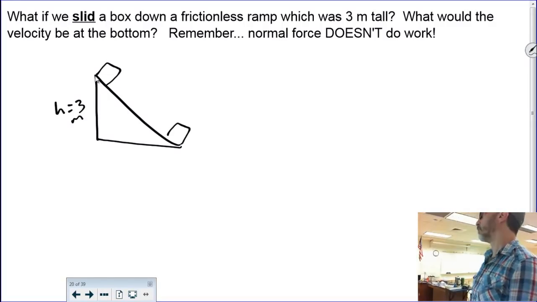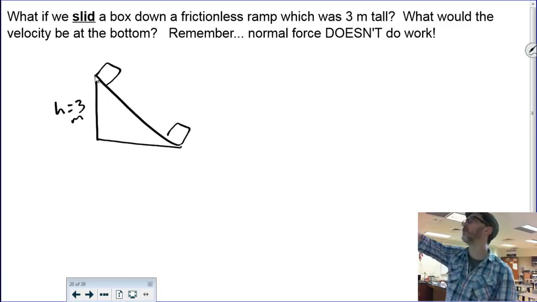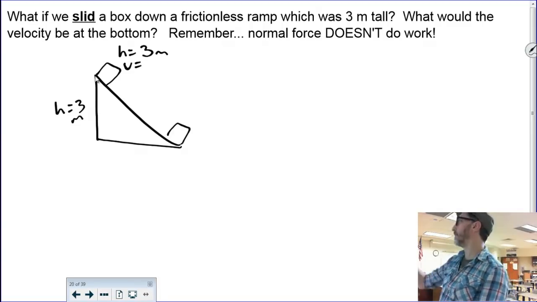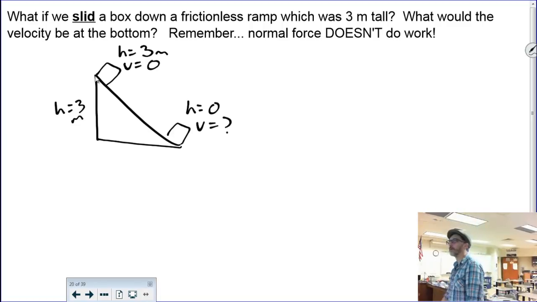Here it is at the bottom. Okay? So we're interested in the velocity at the bottom, right? So let's see. Height at the top is 3. Velocity at the top is 0. At the bottom, the height is 0. We're looking for the velocity, right?